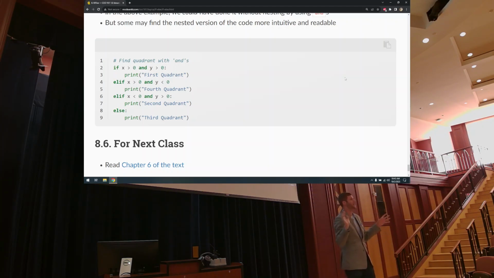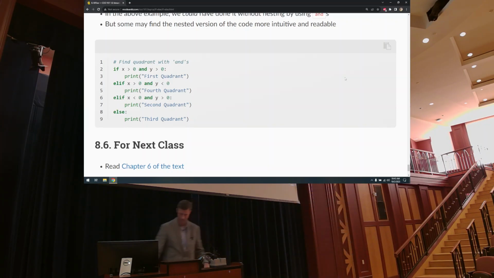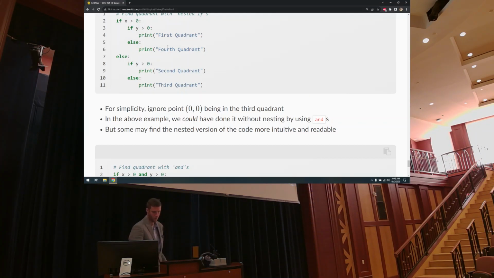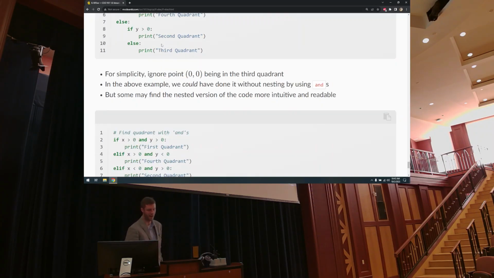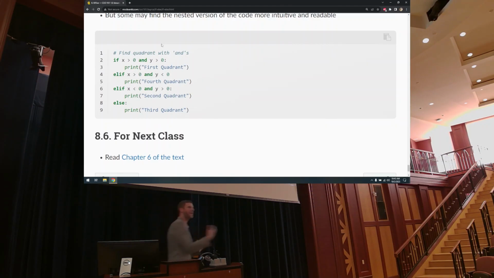This is equivalent. It's actually technically not, because here y could be 0 and it would still say the 4th quadrant, but we're ignoring that edge case for now. But it's the same thing. They're functionally, effectively doing the same thing. It doesn't really matter which one you use. Use whichever you're happy with. If you think nesting makes more sense in your case, do it. If you think making compound expressions does, do it.